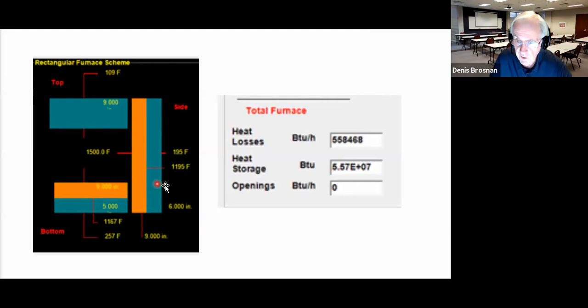So having done that, what we're really looking at is the heat losses in BTUs per hour. And it's a little over 500,000 BTUs per hour, 0.56 million BTUs per hour. Heat storage is 5.5 times 10 to the 7th. Well, I like to talk about millions, so it's 55.7 million, or about 56 million BTUs. Remember, we didn't have any openings in this furnace, so that's the reason for the 0 there.